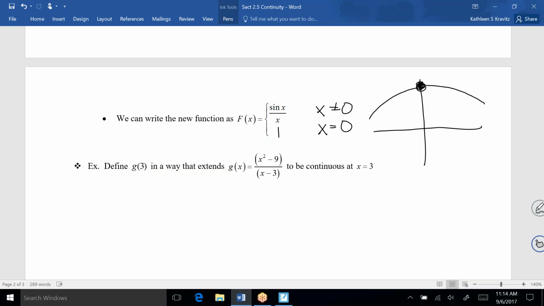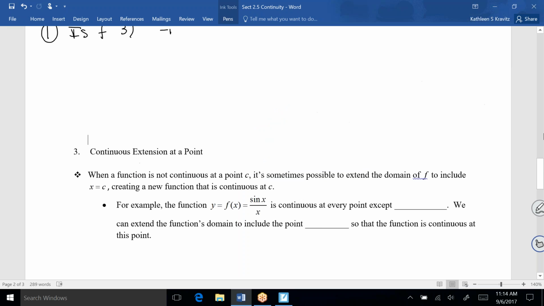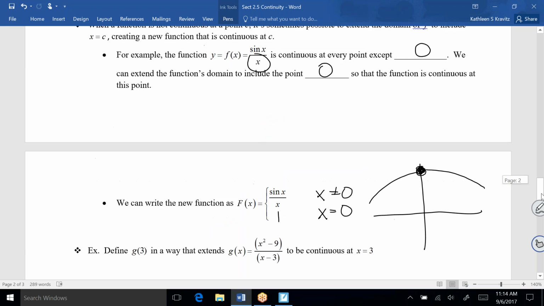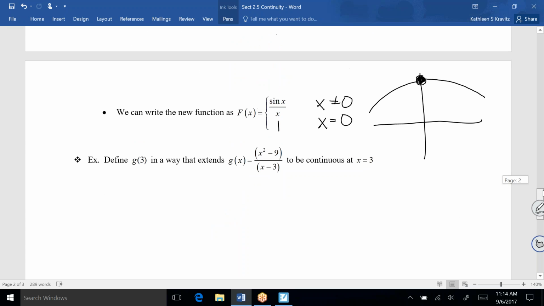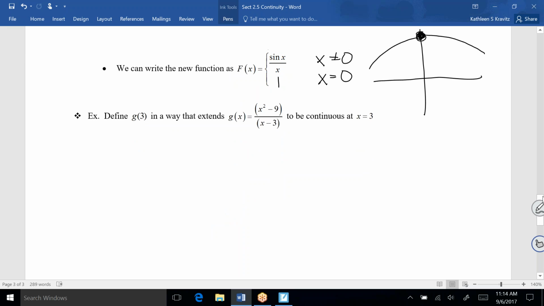All right, so let's look at another example. Let's define g of 3 in a way that extends g of x equals x squared minus 9 over x minus 3 to be continuous at x equals 3. So g of 3 is not defined, because looking at this denominator, we can see that this function isn't defined at 3. So little g of 3 is not defined.